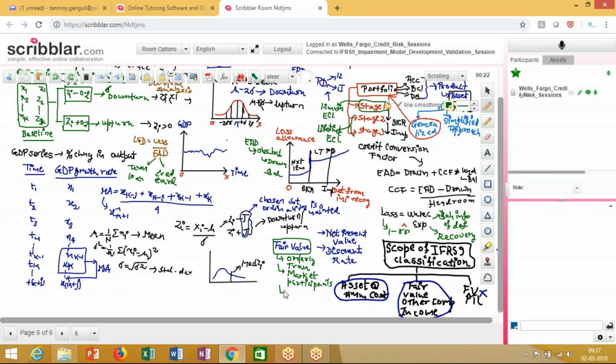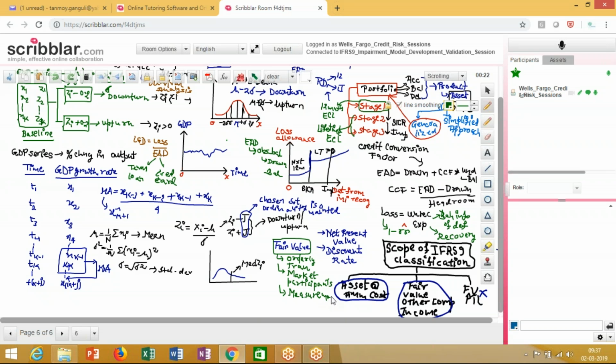The third thing is, for computing fair value, you must have a particular measurement date. So the date at which the asset is being measured. So there must exist a measurement date. The idea of a measurement date is that the fair value of the asset may change from time to time, right? So there must be a measurement date.